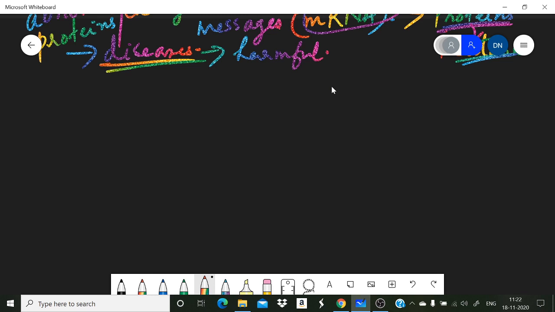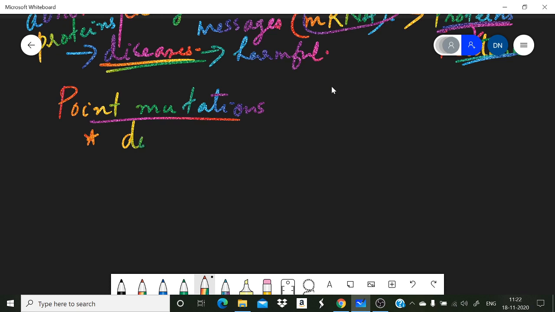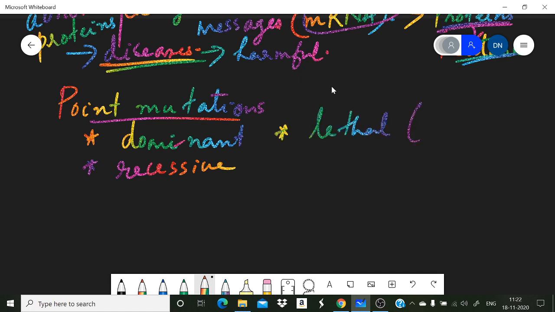Point mutations sometimes can be dominant or recessive or lethal or harmless. Sometimes they may be dominant mutations, sometimes recessive. Some point mutations are lethal. Lethal means it is fatal, that means it may lead to death. Some are harmful, but some point mutations are harmless.